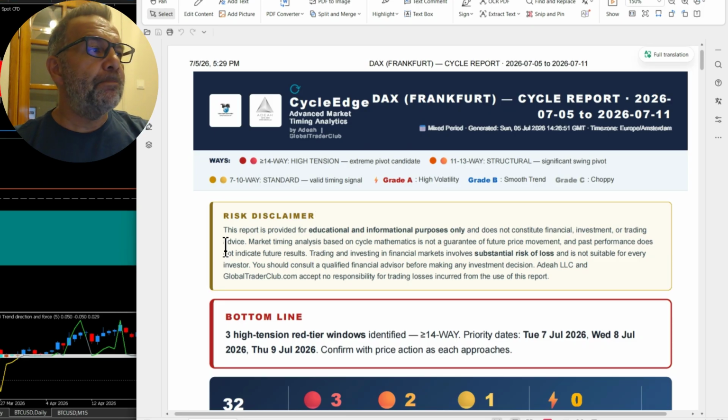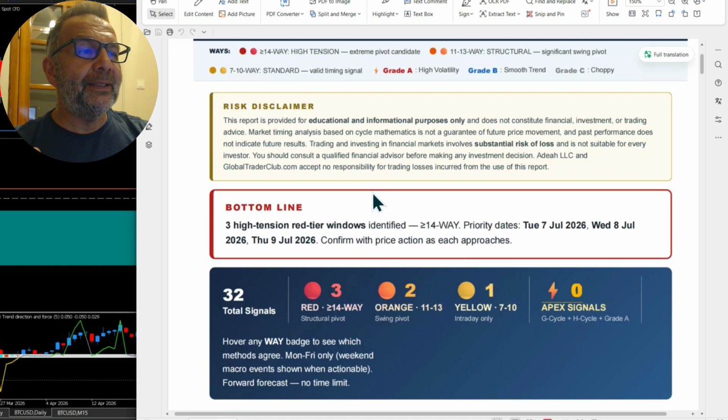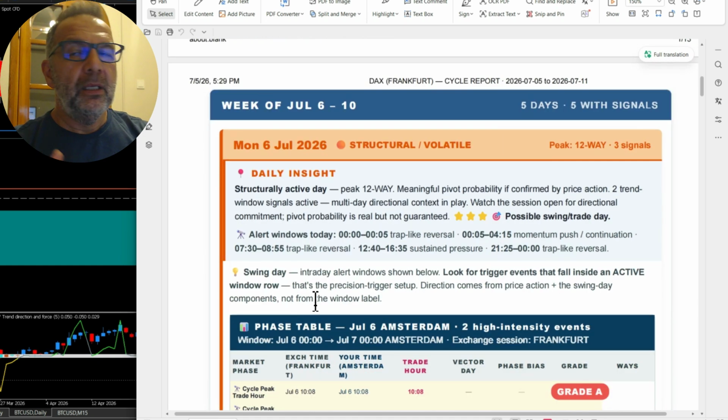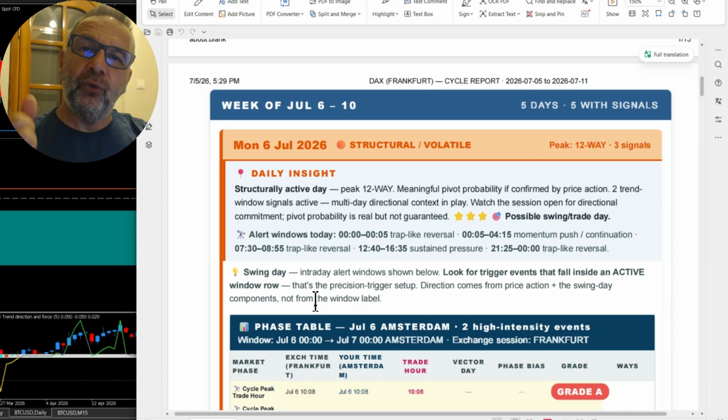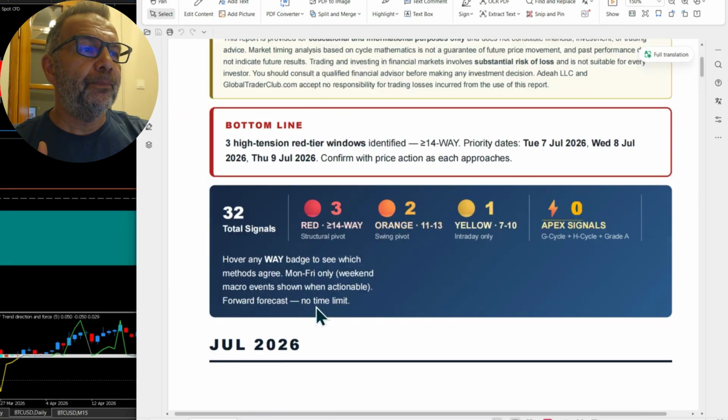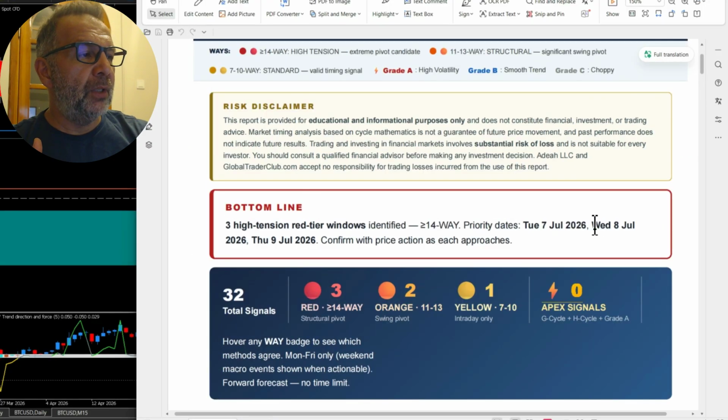Now, before you look at the daily, which is here, the important thing is to go to the weekly, because the first thing I want to know is when are we going to have a trade or a swing day. Even though here it will give you a bottom line about Tuesday, Wednesday and Thursday, and they are correct. These 3 days you're going to have to look out for DAX this week.